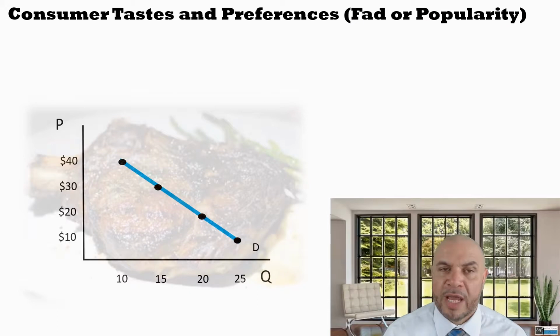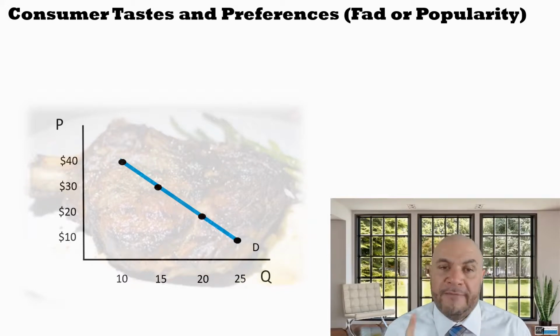All right, so now it's time for our second shifter, consumer tastes and preferences. Now, consumer tastes and preferences is a little bit long, so let's shorten it up. Basically, we're talking about fads or popularity. So how popular a good or service is versus how unpopular it is.